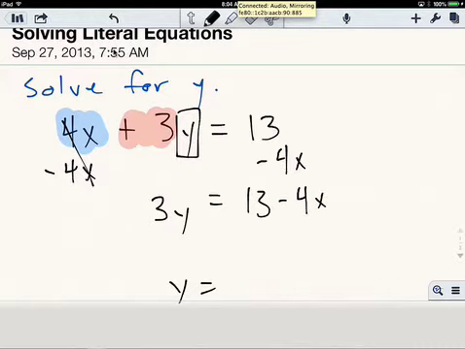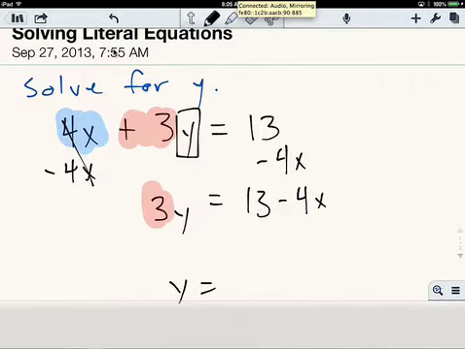Now some students want to write something like 9x here, and you might think that's the right answer because 13 minus 4 is 9, but 13 and 4x are not like terms, so you have to be very careful about that.